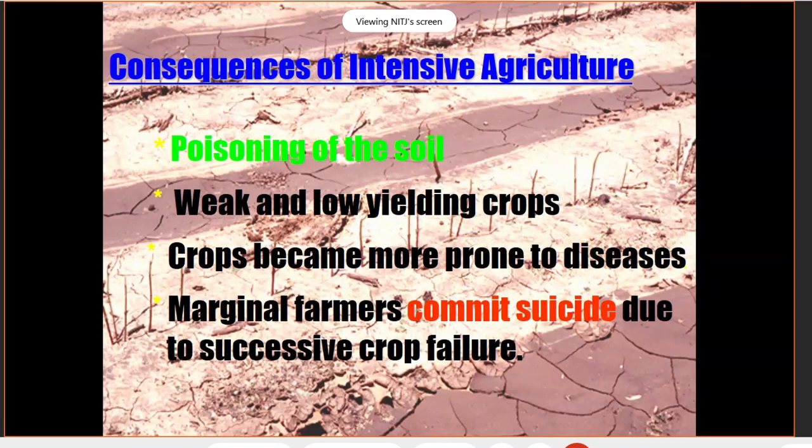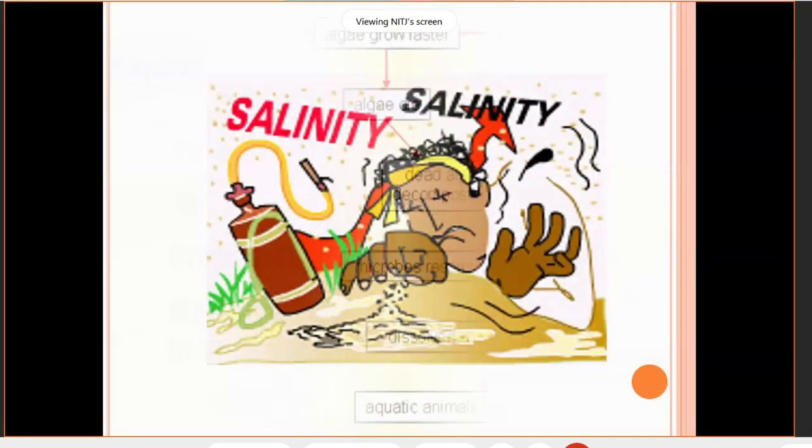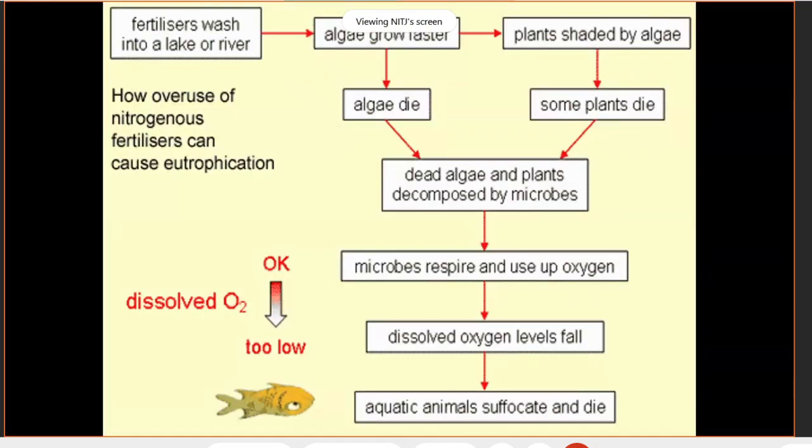So what are the consequences of intense agriculture? The poisoning of soil, weak yield, and farmers committing suicide. Crops are prone to more diseases. Salinity is there, and eutrophication is there. The aquatic life is getting spoiled because of eutrophication. That's the main problem here.